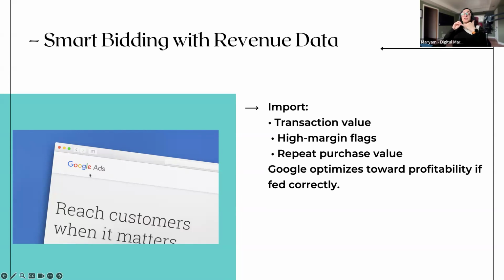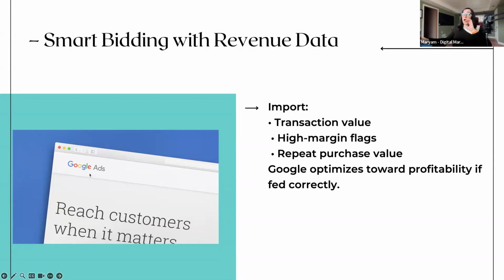What are the high margin flags? Which ones are making you the most amount of dollars? Because those are the ones that we're going to be advertising as we go. And then who's doing the repeat purchases, and what is the value of that repeat purchase? If I have the best customer in the world and they're repeatedly buying the Yeti cup, this is my repeat purchase. What's the value on this?